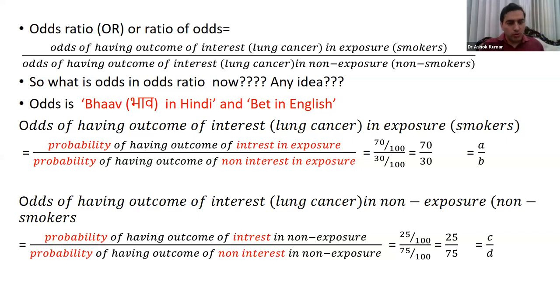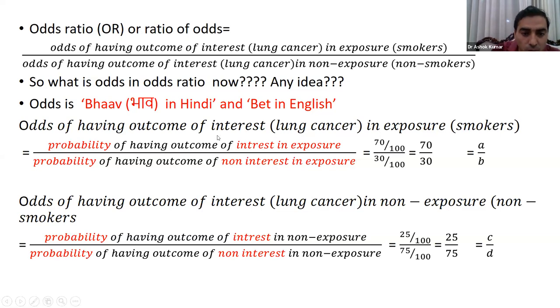So in the odds ratio, we divide the odds of having the outcome of interest in exposure by the odds of having the outcome of interest in non-exposure. What are the odds of having the outcome of interest, lung cancer, in exposure, that is a smoker? It is the probability of having the outcome of interest in exposure divided by the probability of having the outcome of non-interest in exposure.